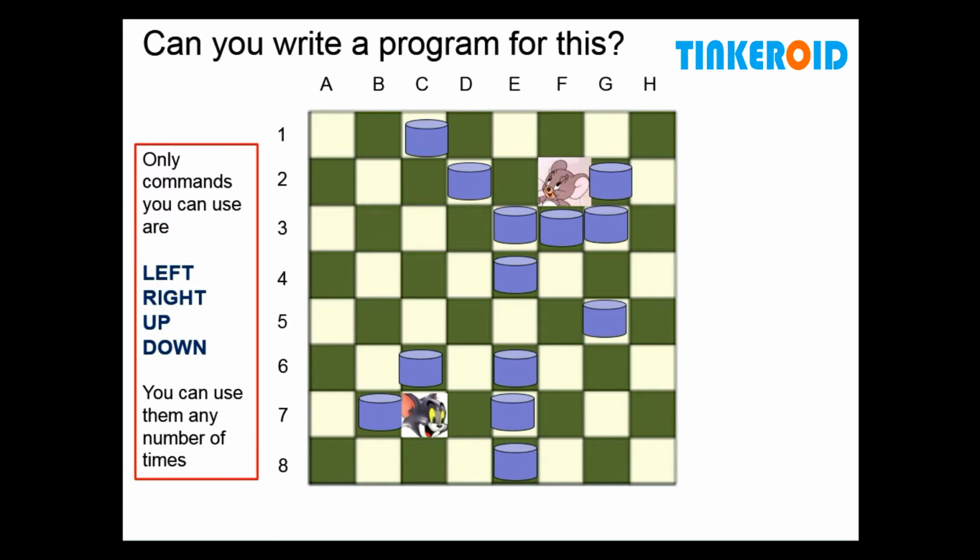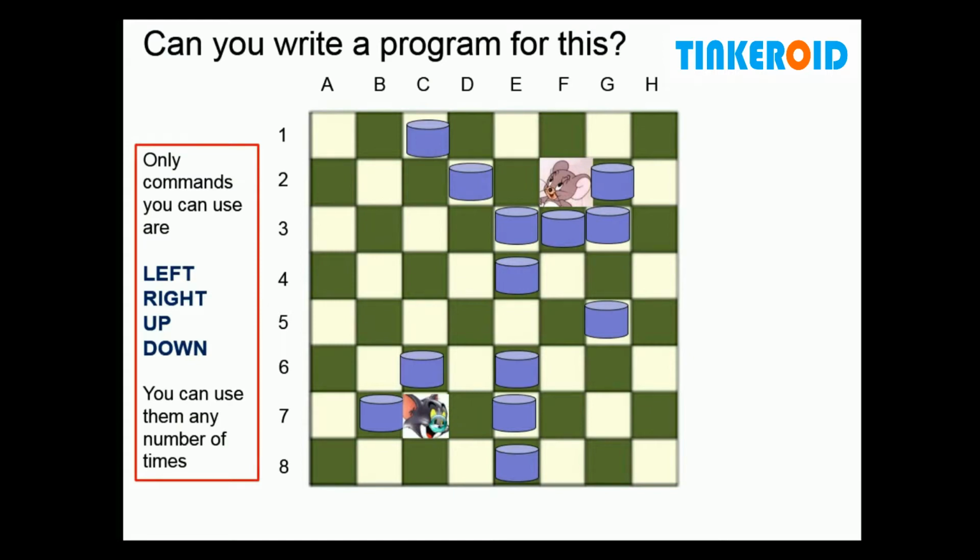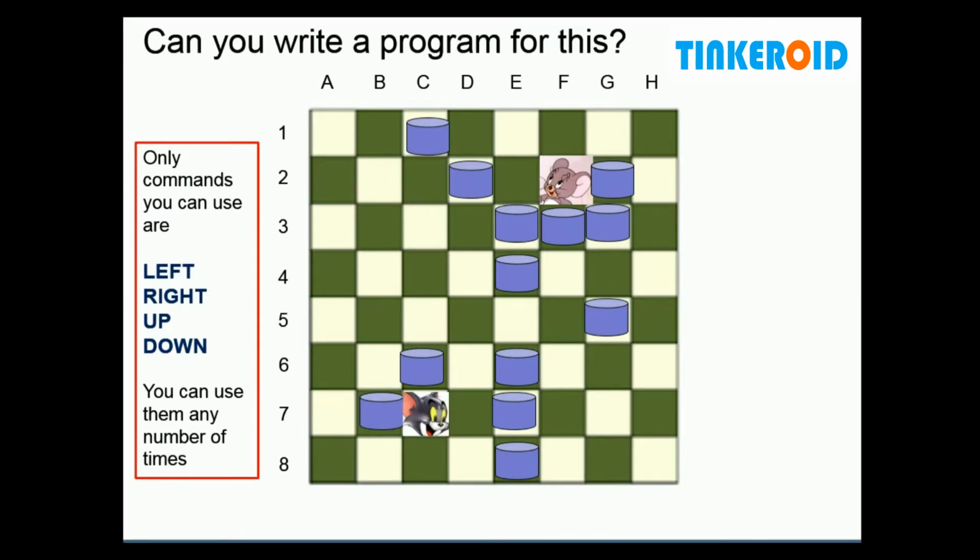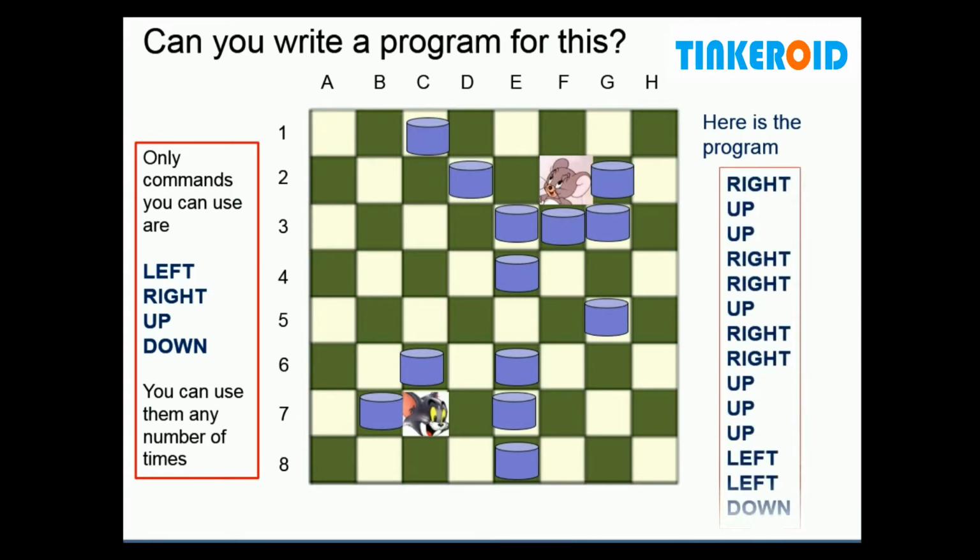Now, if we start from here, that is from Tom, we take 1 right, then go up, up, then 1 right, 1 more right, then take up, then again 1 right, 1 more right, then again up, up, up, left, left, then down. Isn't it a long program? Let's see how it looks. Here is the program. Right, up, up, right, right, up, right, right, up, up, up, left, left, down.